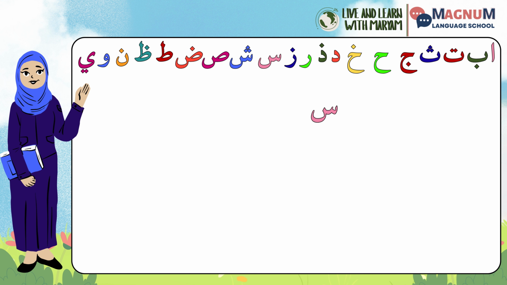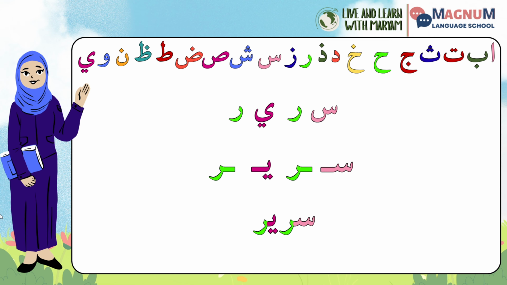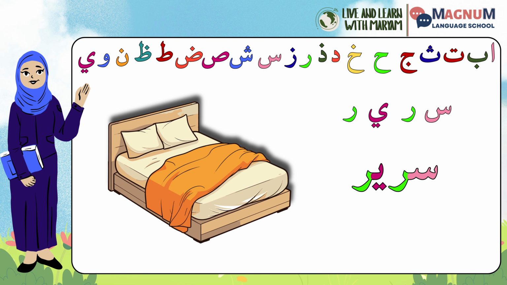Now let's pick Seen, Ra, Ya and Ra. Seen is in the beginning, taking the leader position. The first Ra comes after it, taking the finisher position shape. But being selfish, it breaks the chain right after it, leaving a gap. So Ya starts a new chain in the middle, taking the leader position. This Ya connects directly to the final Ra. The last Ra is at the end, taking the finisher position, holding its right hand back to connect with the Ya. So this word is sareer. Sareer means bed.